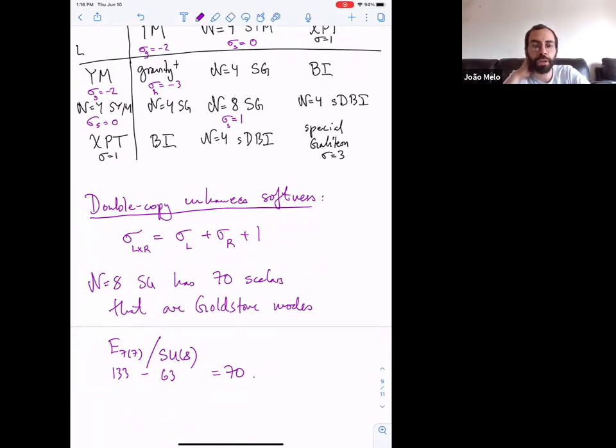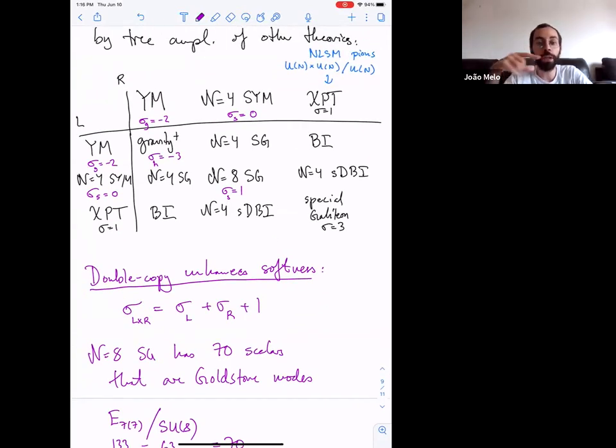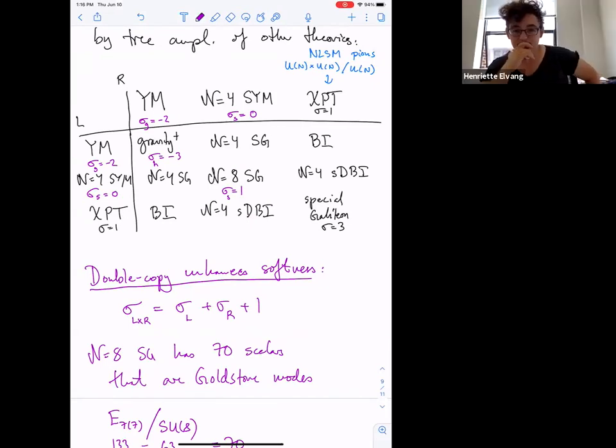Another question: is this the full map that we have, or do we know that these are all the theories, or are there other theories that we haven't found out yet? There are other theories too. So I'll talk about that.